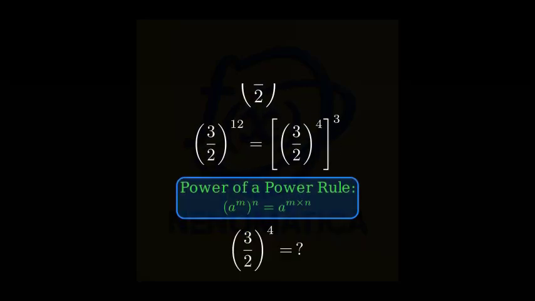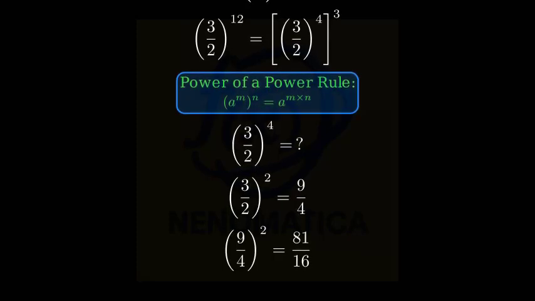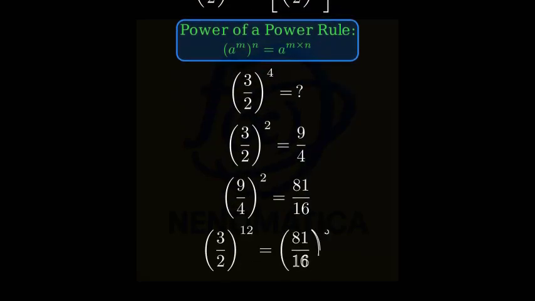We can compute this step by step. 3 halves squared is 9 over 4, and 9 over 4 squared is 81 over 16. So, our expression becomes 81 over 16, all cubed. To make our calculations easier, let's rewrite 81 over 16 in a different form.